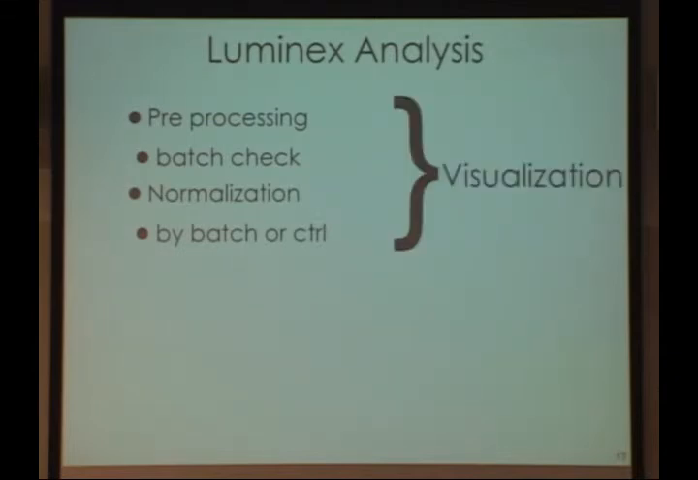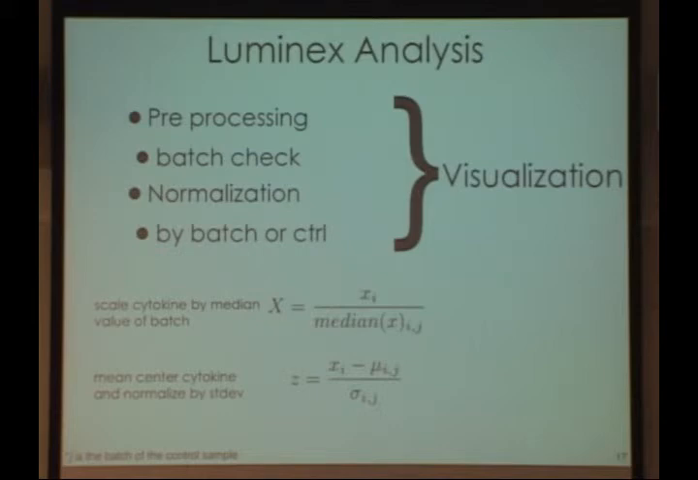All right, and then the last case study is Luminex analysis. Again, it's the same sort of basic scheme. For Luminex, in some cases it's easier. Here, what we typically do for any sort of normalization or batch controlling is some sort of median scaling, where it's the median value of a particular analyte for a particular batch, or you could transform it into z-scores, which has a very similar effect.